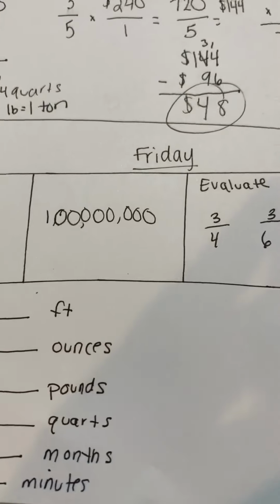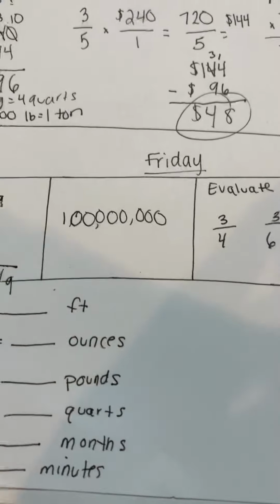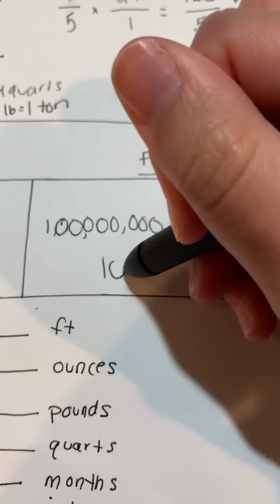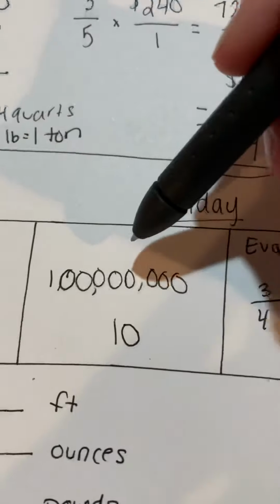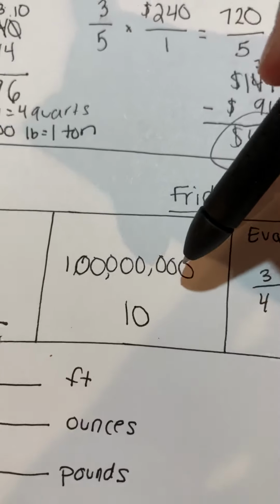The next one, we need to write this number using an exponent. We know our base is going to be 10, and then our exponent is going to be the amount of zeros that are.